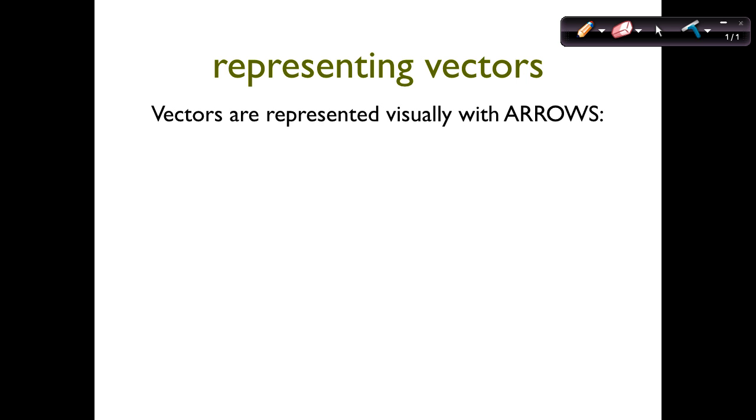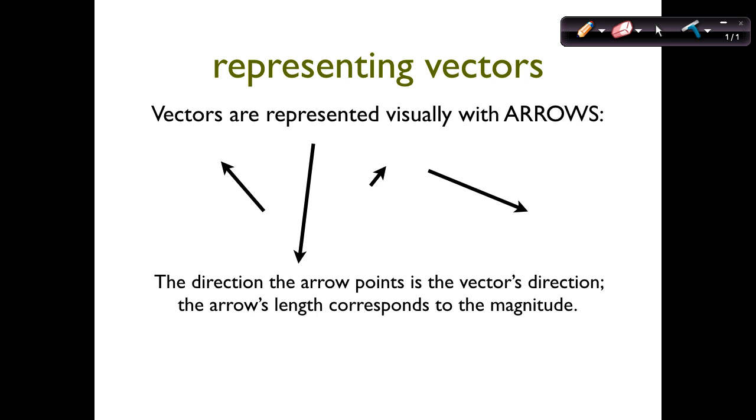All right, let's move on. How we represent vectors. Visually, we draw arrows. Vectors have magnitude and direction. The direction of the arrow is the direction of the vector, which way it points. And the length that you draw is proportional to the magnitude of the vector.